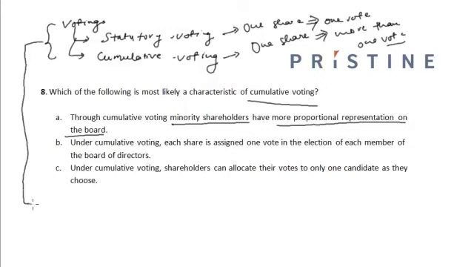Let us try to see the difference between statutory voting and cumulative voting using an example. Suppose there are three candidates in the election of a board: A, B and C. Now under statutory voting, if a person has, say, 100 shares, then he has 100 votes and he can vote for either A, B or C.